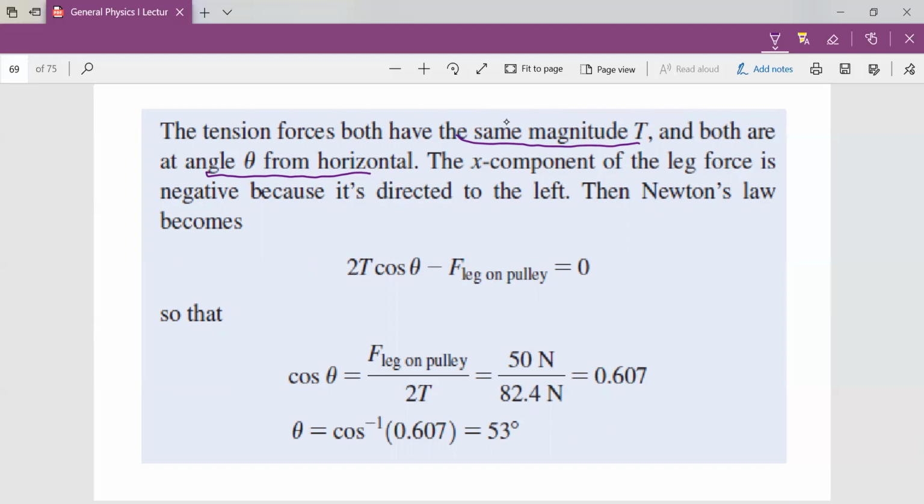Using Newton's second law, some of these forces, this one is going to the left and this one is going to the right. They are an action pair and the acceleration is equal to 0. Now, how did we get this 2T?